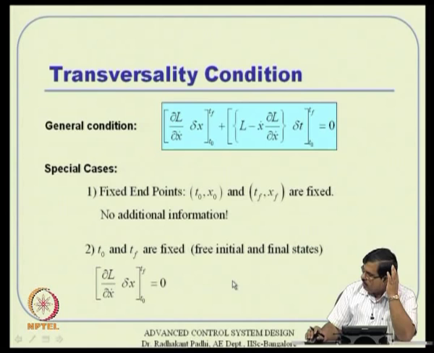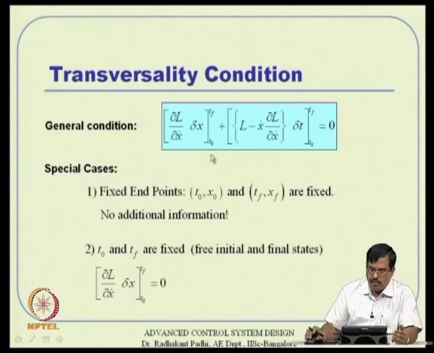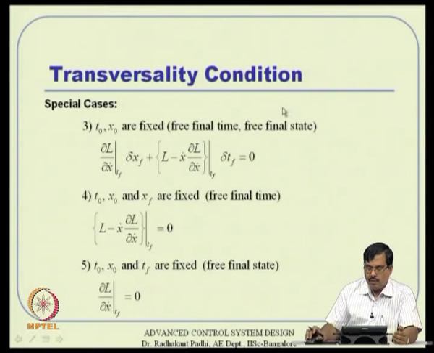Now, case 3, we can bring in further generality and say, okay, t0 x0 is fixed, but tf xf are free. That means we are talking about free final time and free final state also. In that situation, the initial time will not give us any information, but the final time, since we have to keep this condition as it is, this will give us the necessary condition for dealing with such cases. And this means probably individually these two have to be 0.